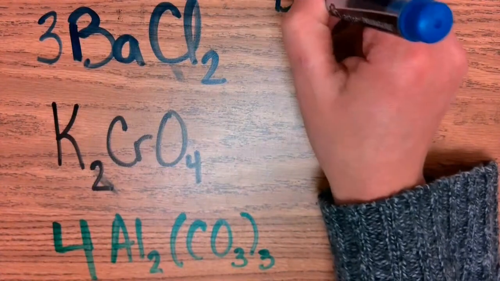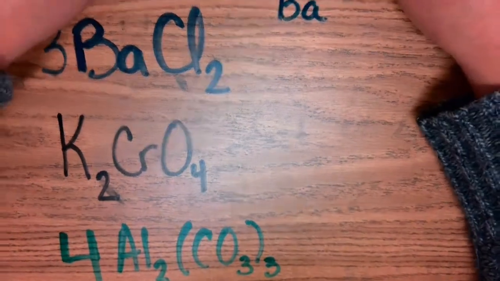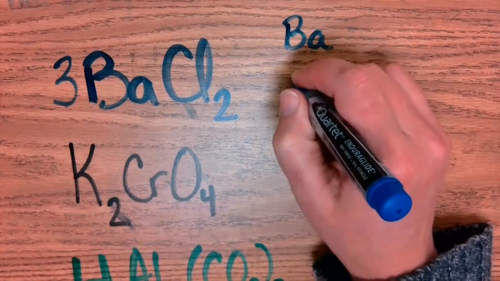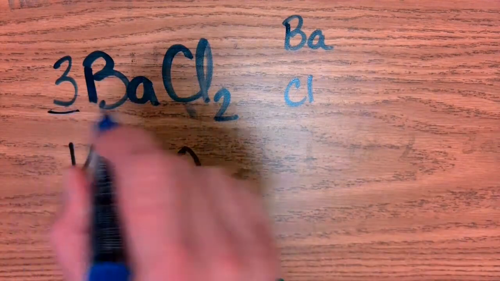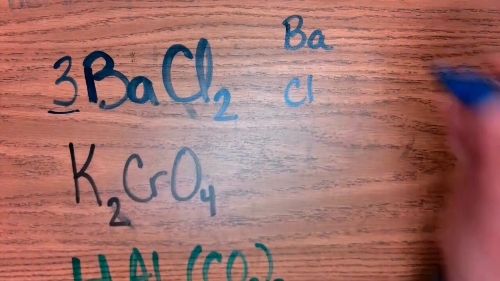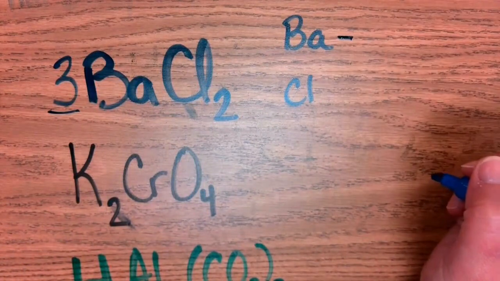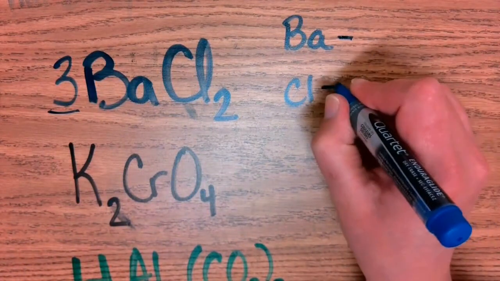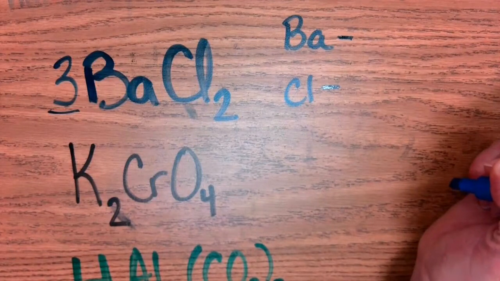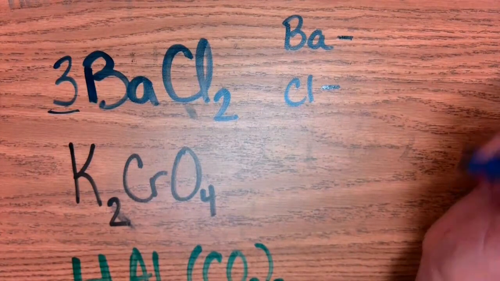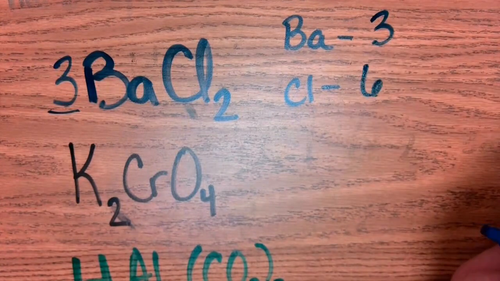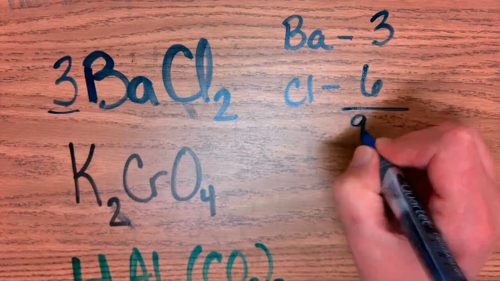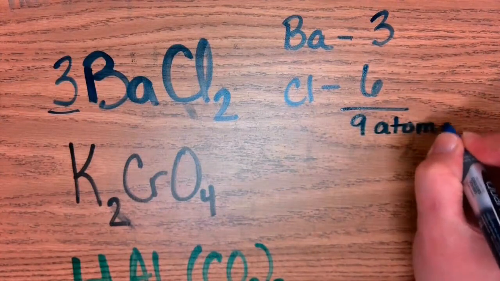For this first one, we have Ba for barium, and we have Cl for chlorine. Remember that there are 3 molecules of BaCl2. How many bariums do you have? How many chlorines do you have? If you wrote 3 bariums and 6 chlorines, you would be correct for a total of 9 atoms.